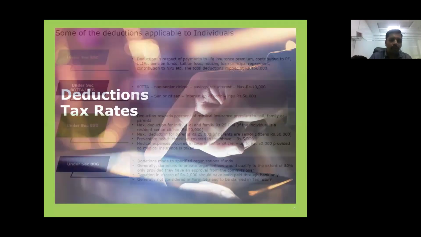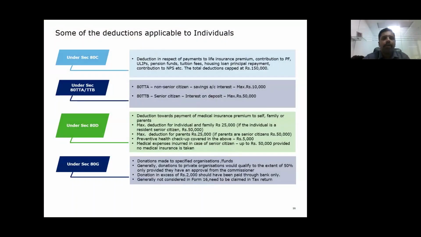So now we will move on to certain deductions. The deductions applicable in the case of individuals, of course, section 80C. Deduction 80C is a huge basket of tax saving investments. The list goes on, however, I have tried to give you examples which we commonly come across. So the payments covered are life insurance premium, contribution to provident fund, which is employee contribution to provident fund, ULIPs, pension funds, tuition fee in case of kids, and housing loan principal repayment.